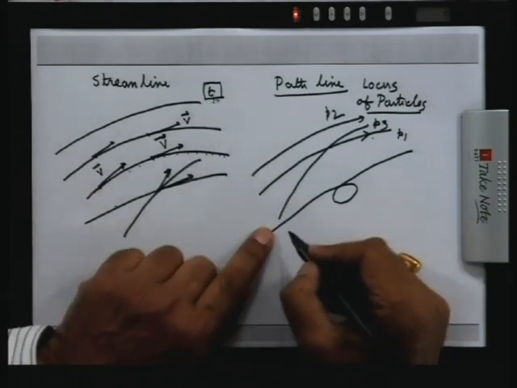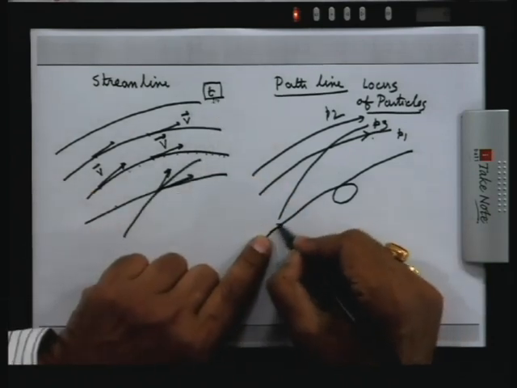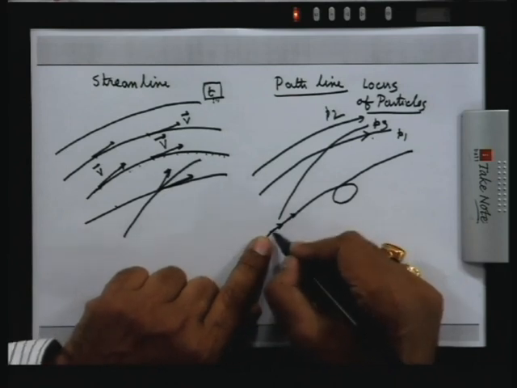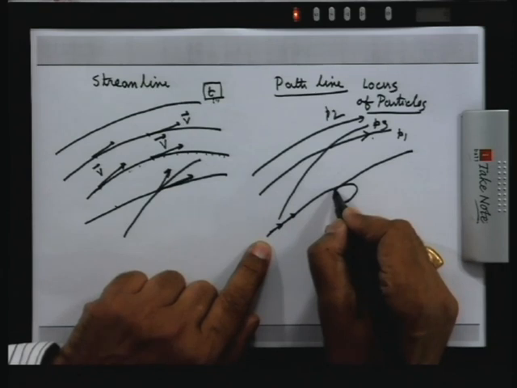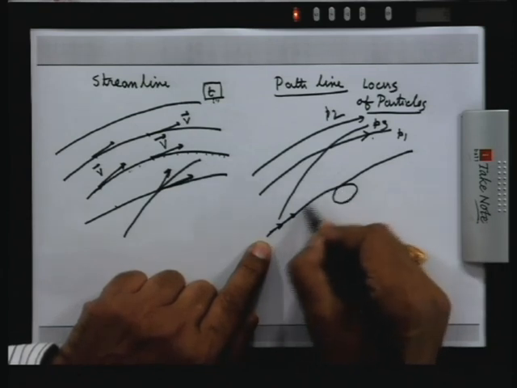But here you see that if you follow a path line, you are following with time. Time is inherent with the path line because this is the trajectory of a particle, or locus of a particle that moves with time.